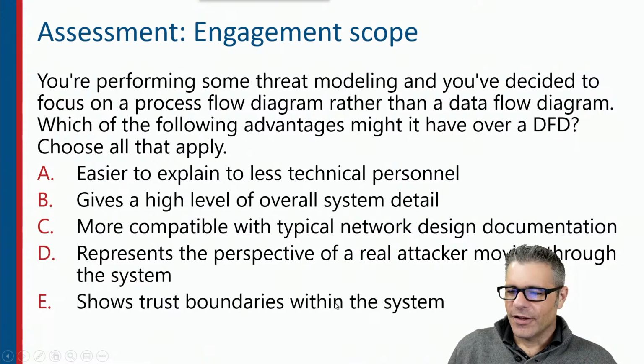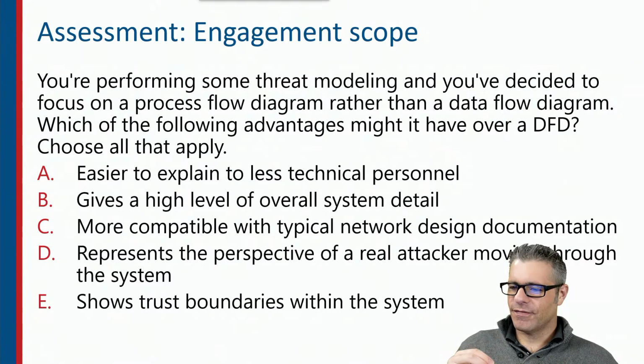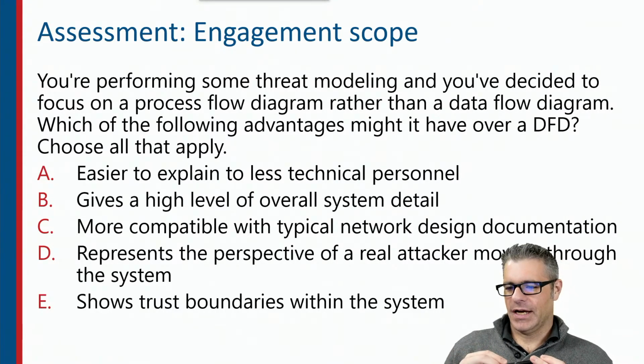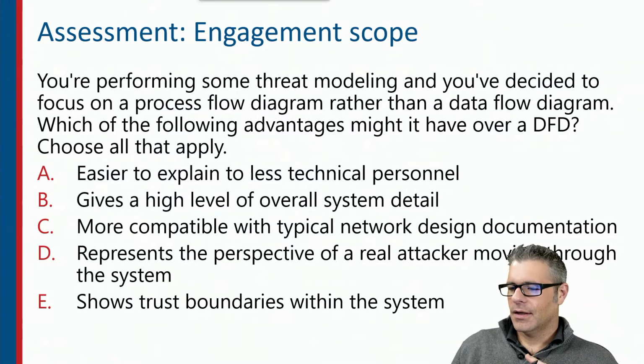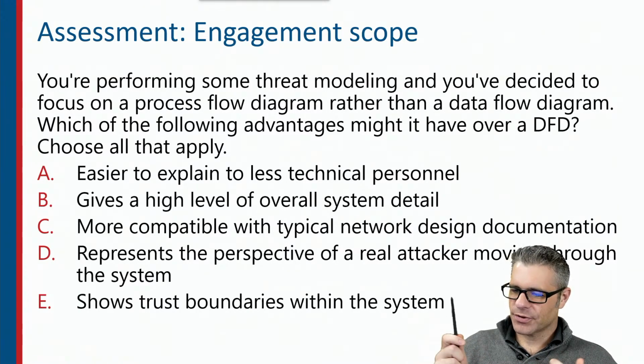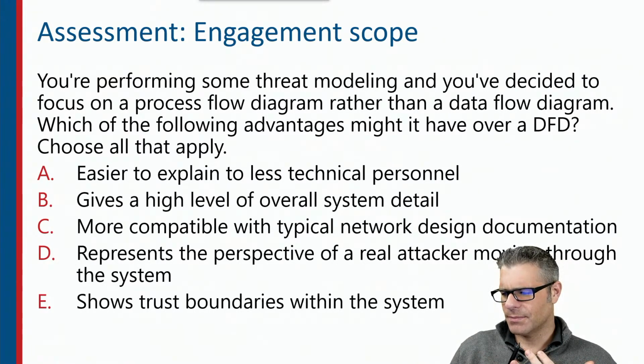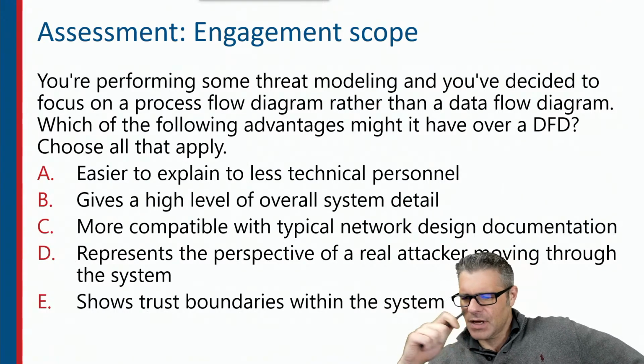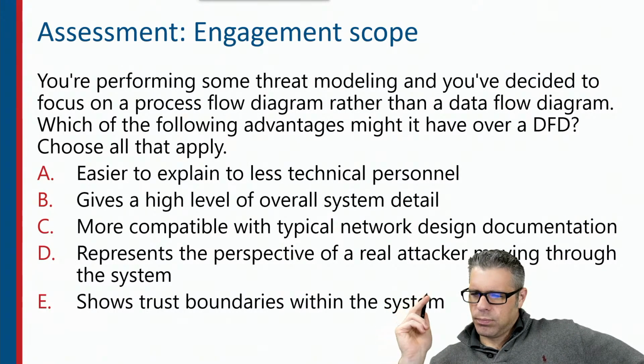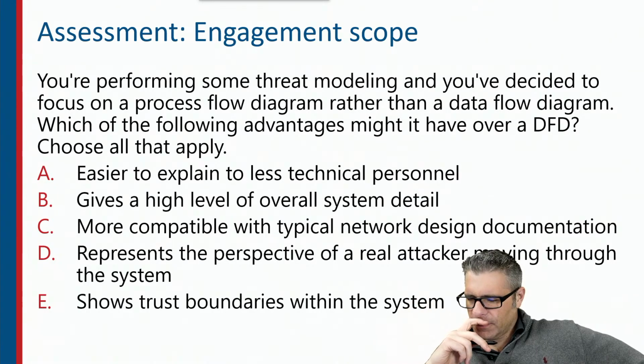You're performing some threat modeling and you've decided to focus on process flow rather than data flow. What are the advantages it might have over a data flow diagram? So what's better about looking at processes over data? Easier to explain to less technical personnel, gives a high level of overall detail, more compatible with the typical network design documentation, represents the perspective of a real attacker moving through the system, or shows trust boundaries within the systems. So this is process flow versus data flow.